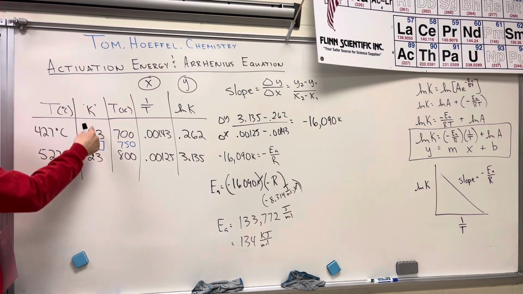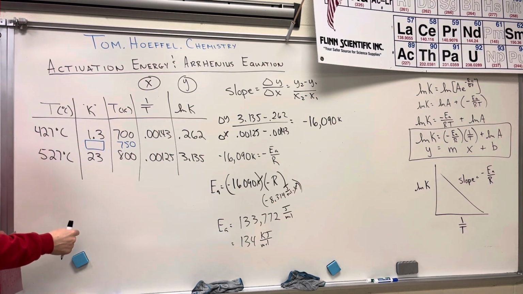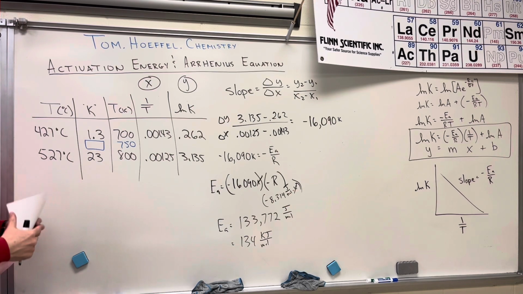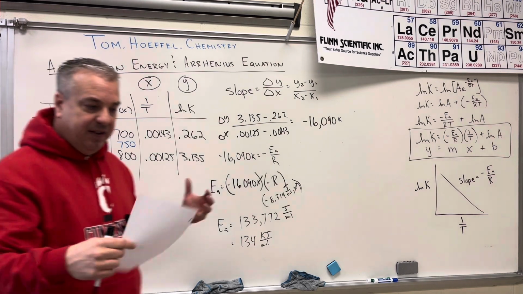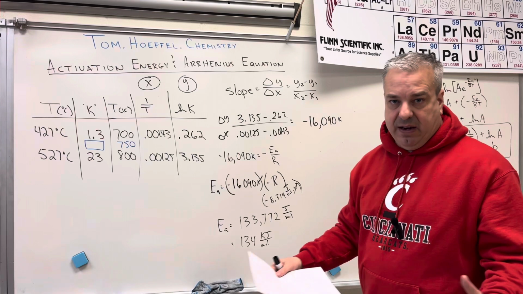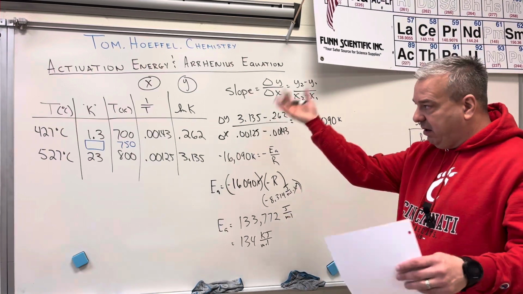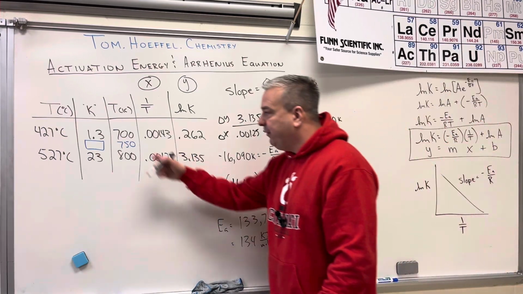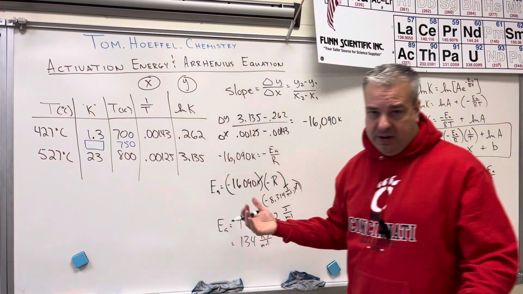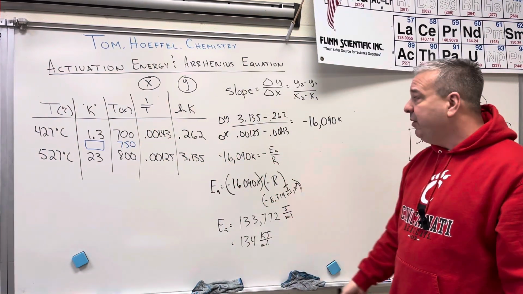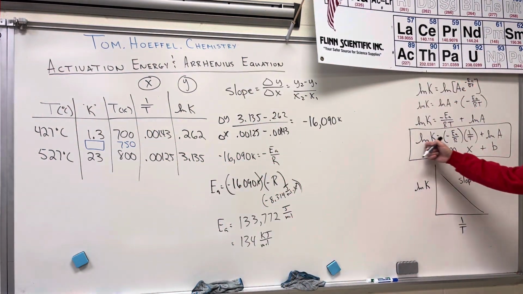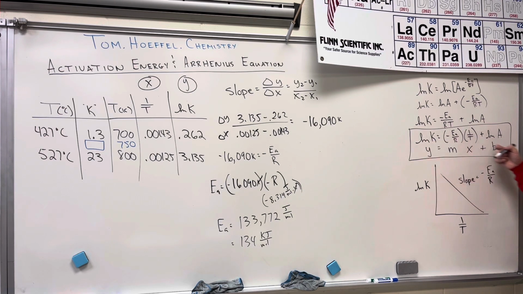So hopefully it's some number in between 1.3 and 23 as our answer, but that's kind of like what we want to be able to figure out in the second part of this video, is what is the rate constant at a different temperature than the ones that are listed. And in order to do that, okay, we're just going to use this equation 2 more times.